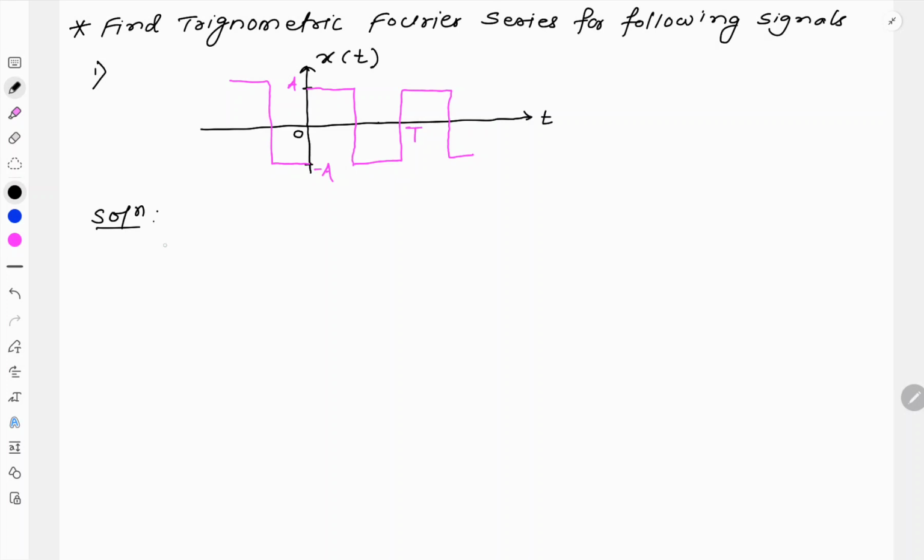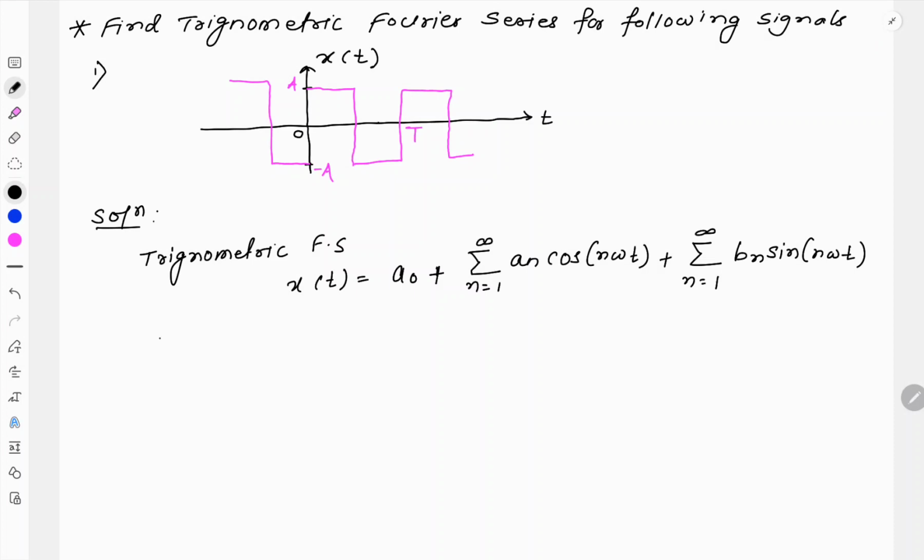So first of all, we need to write down the equation for trigonometric Fourier series. Trigonometric Fourier series is given as x of t equal to a0 plus summation n equal to 1 to infinity an cos of n omega t plus summation n equal to 1 to infinity bn sin of n omega t. Before finding out the coefficients a0, an, bn, we need to mention the period of this signal. Here the period of the signal is represented as capital T.